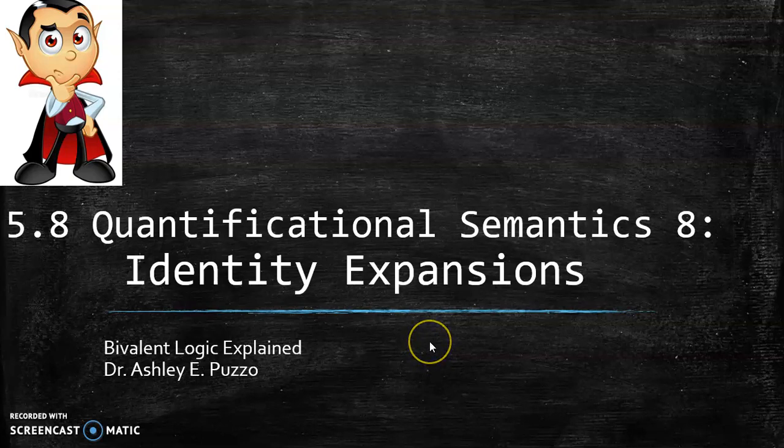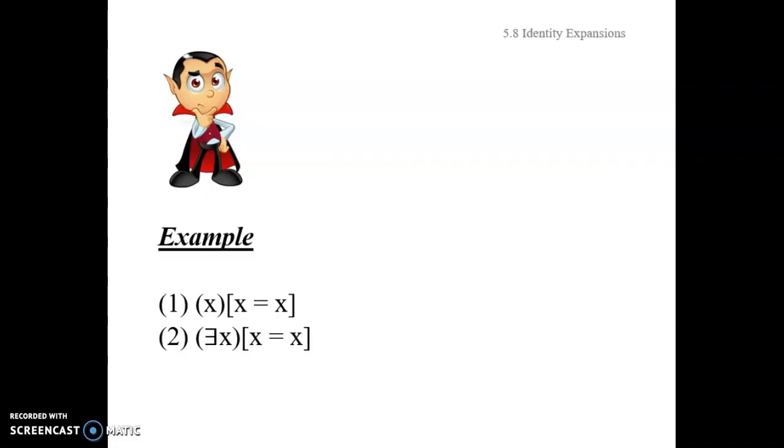So in these videos we're going to be covering our 8th section on quantificational semantics. Here we explore how to do expansions of sentences that involve the identity symbol. Let's rock. So we're going to find that expanding sentences that involve the identity symbol, such as these, is actually very similar to expanding sentences that have relations involved in them. So it will help if you review our earlier work on expanding sentences with relations from 5.7.